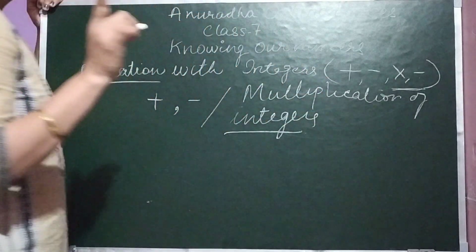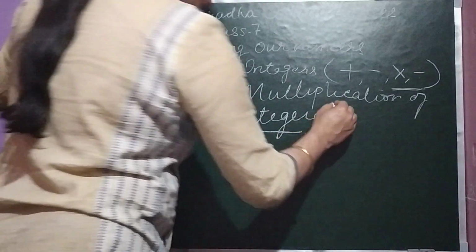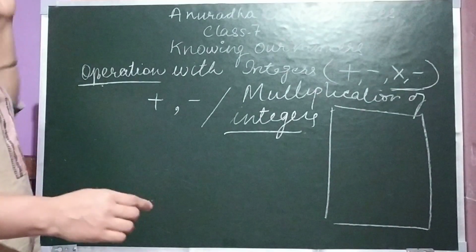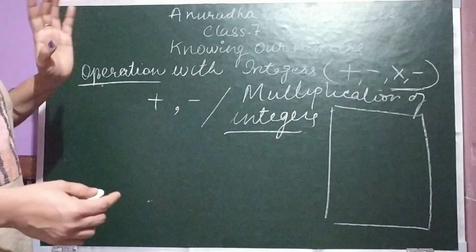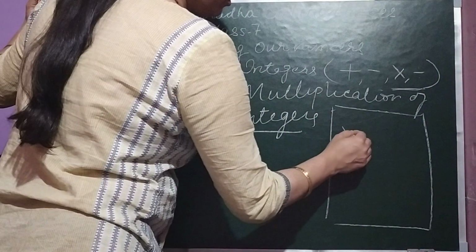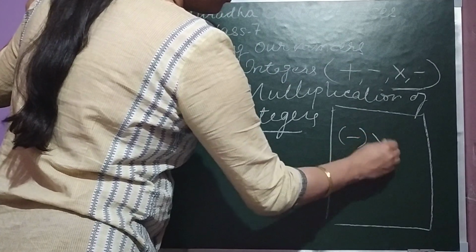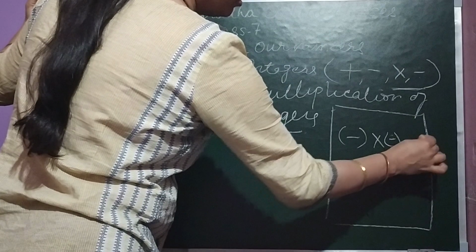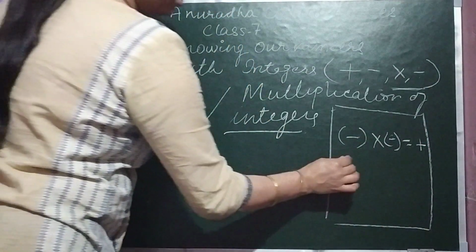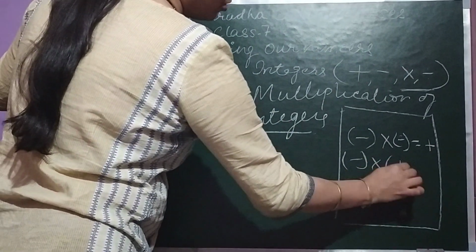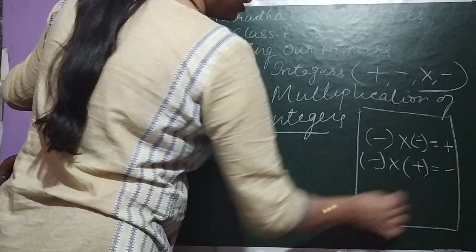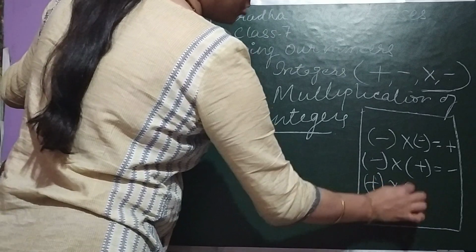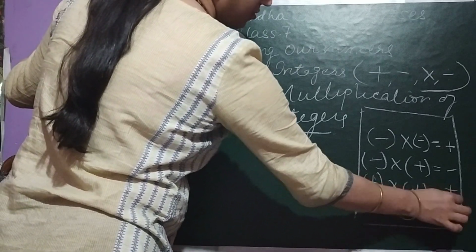Here we have to follow 4 rules that you have to keep in mind, as well as learn, because it is useful every time. See, negative into negative is equal to positive, right? Negative into positive is equal to negative. Positive into positive is equal to positive.